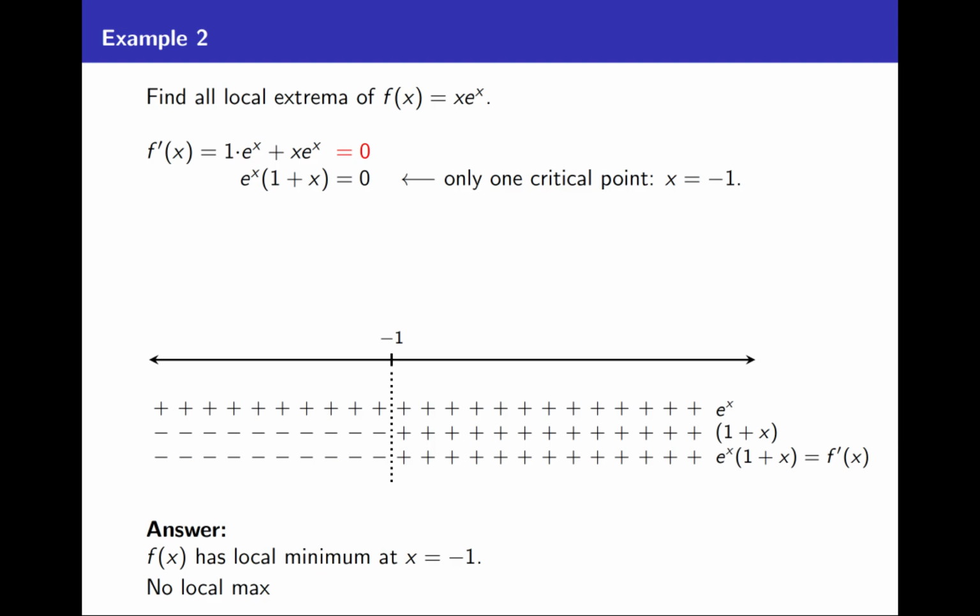We're done, but let's quickly take a look at that function. If you graphed it carefully, it would look something like this. It's decreasing, bottoms out right there at minus 1. It starts increasing. Notice f of 0 would be 0, so it has an x-intercept right there at 0, and it increases like that. So you'll see there, sure enough, there's a local minimum at minus 1, but no local maximum.